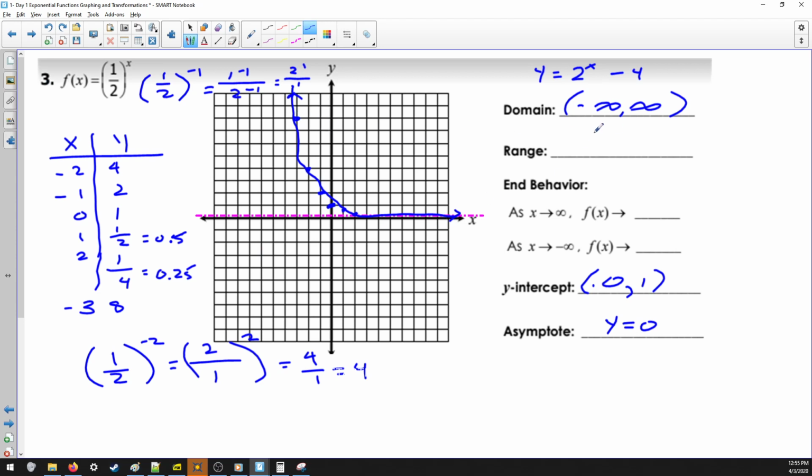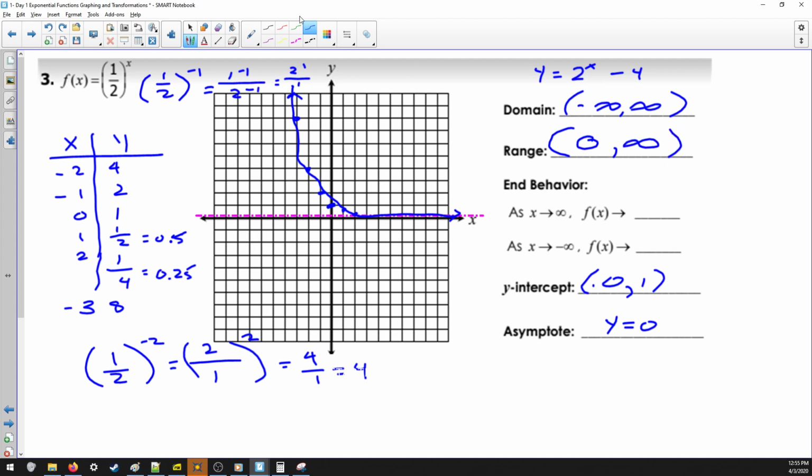Okay, my range is the same. It's just going to go as low as 0, right? So my asymptote's at 0. So I'm going to start my range at 0, but not including 0. So I'm going to put a rounded bracket, okay? And it's going to go up forever. So I'm going to say going up to infinity, okay?